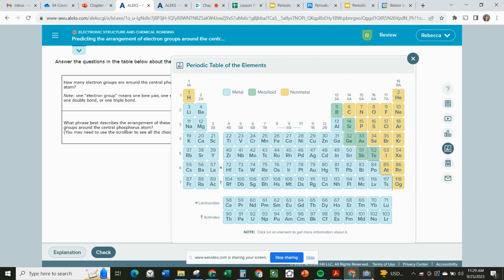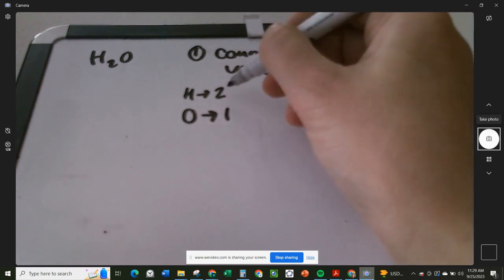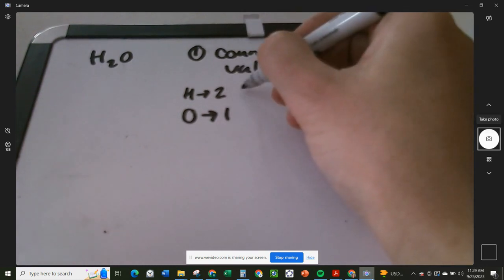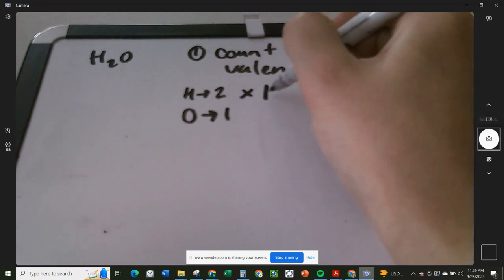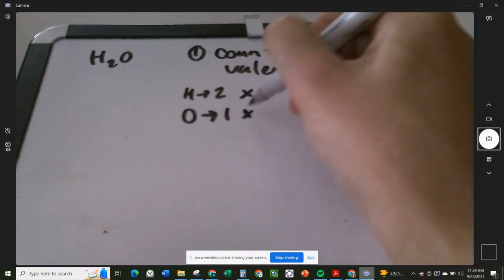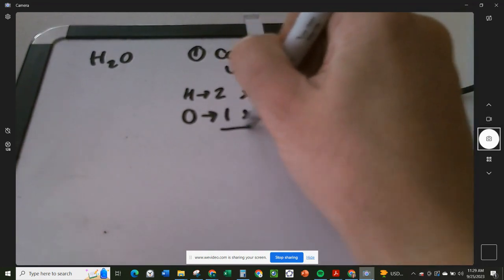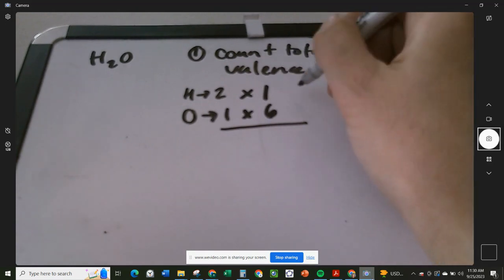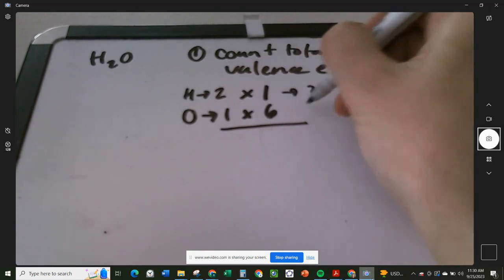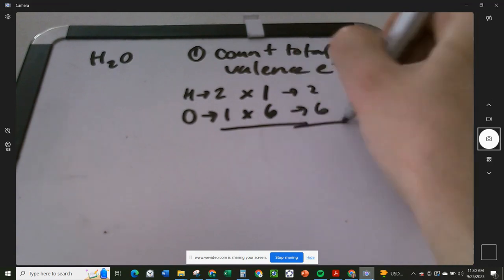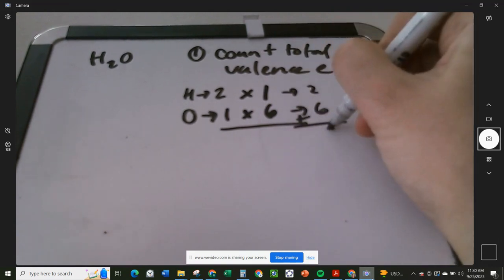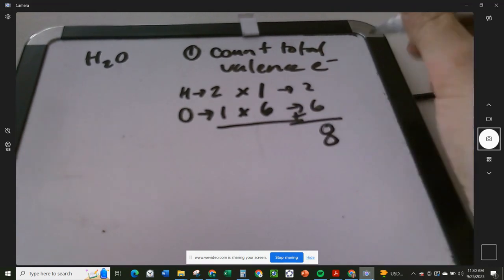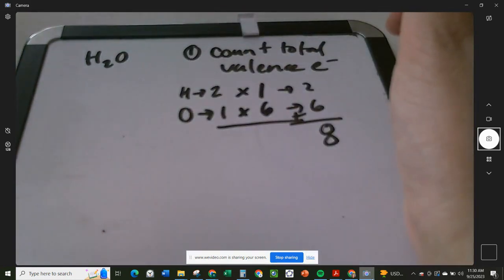So let's go back to our whiteboard. There's 2 hydrogens, but they each have 1. There's 1 oxygen. Each of those has 6 valence electrons. So then we'll add this up. Okay, let's see. So we've got 2, 2 plus 6. We have a total of 8 valence electrons in water, H2O.